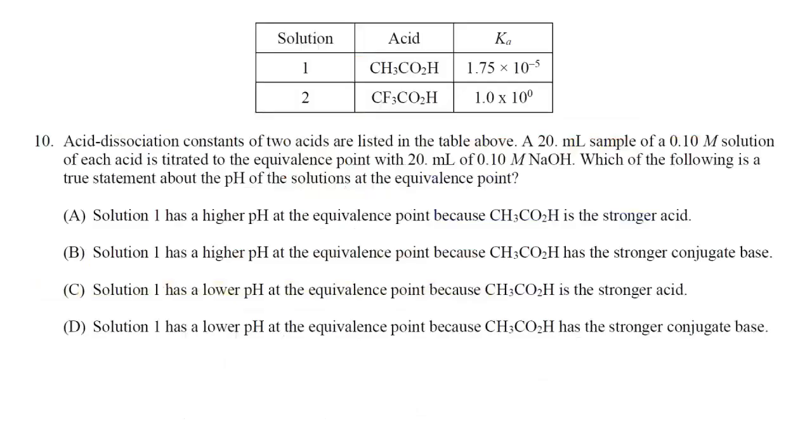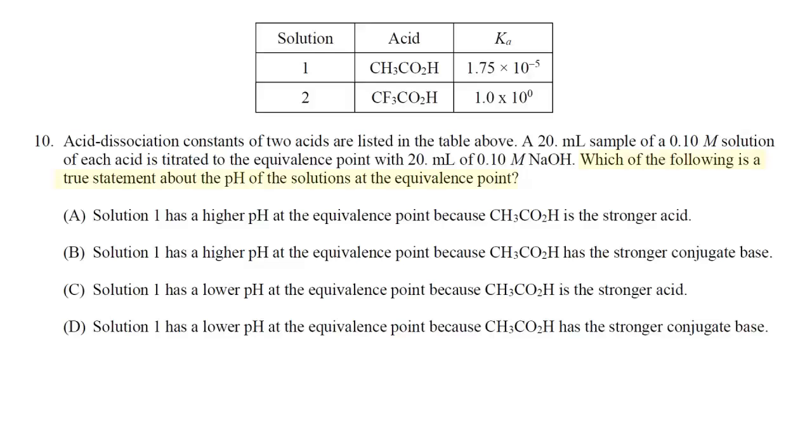Now, let's take a look at question 10. Question 10 says the following. Acid dissociation constants, also known as Ka values, of two acids are listed in the table above. A 20 milliliter sample of a 0.10 molar solution of each acid is titrated to the equivalence point with 20 milliliters of 0.10 molar sodium hydroxide.